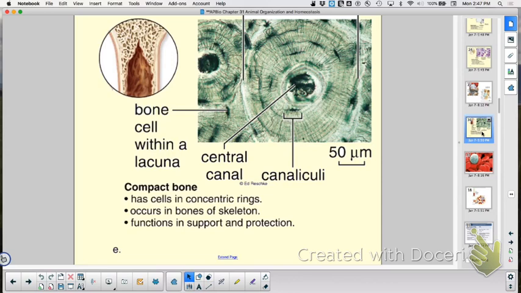Tiny little canals called canaliculi bring nutrients from the central canal out to these bone cells. And if something disrupts that canaliculi and it gets blocked up, then you're not going to get any more oxygen and nutrients, and you're not going to get rid of waste, and what's going to happen to that cell? Die. This is, I've fallen and I can't get up.